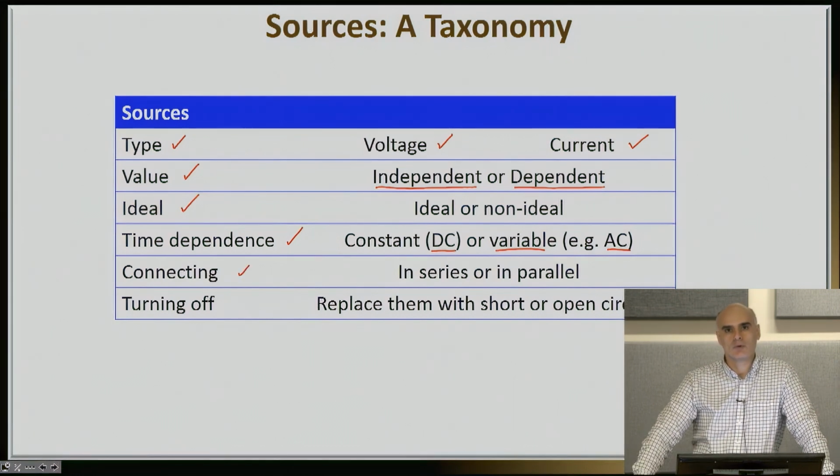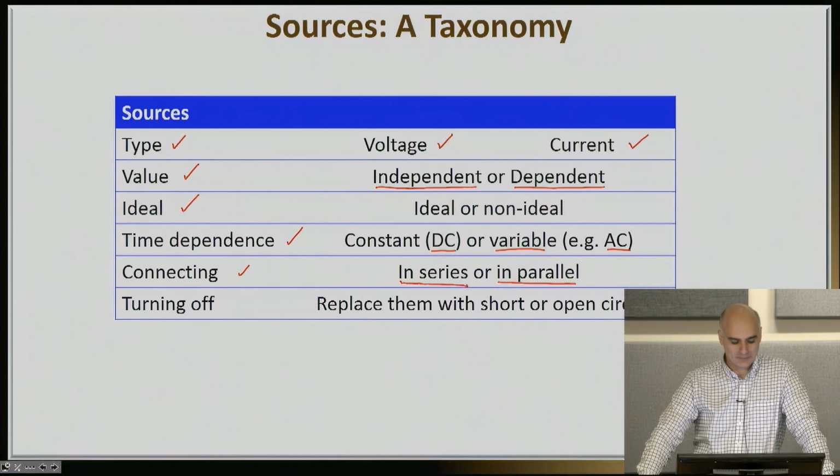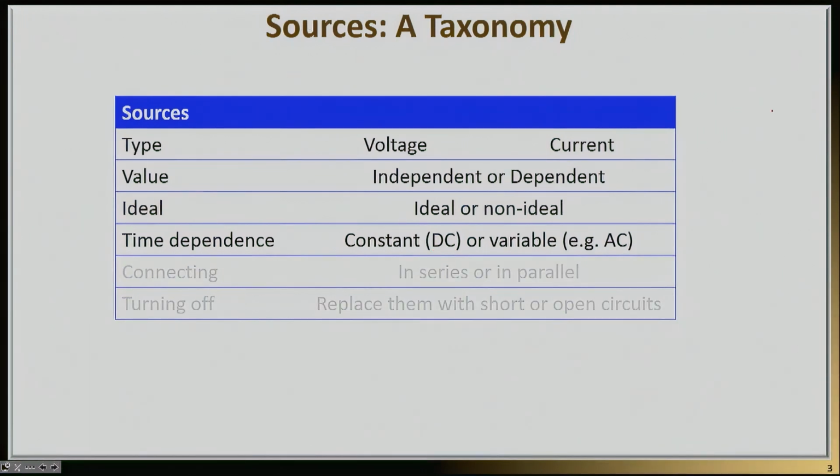Then we also have to worry about how we connect sources together. When do we connect them? What are we trying to achieve with that? And are we allowed to put those sources in series, or in parallel? And finally, even though we do use sources to excite circuits, sometimes we need to turn them off. So the question is, how do we turn a voltage source off, and how do we turn a current source off? In this particular video, I'm going to focus on the first four parts, and other videos will give you the connecting properties and the turning off properties.